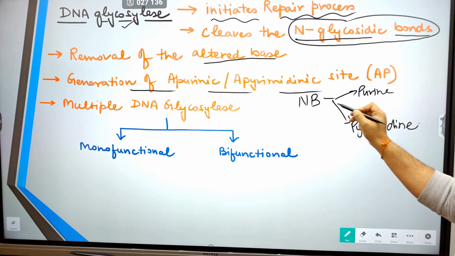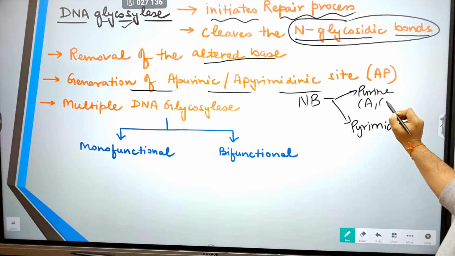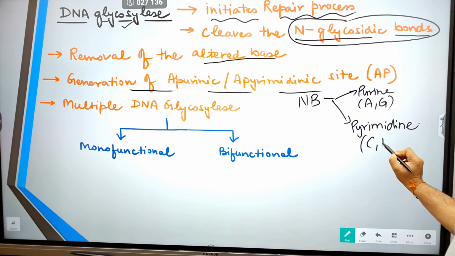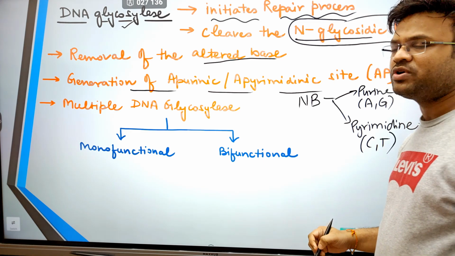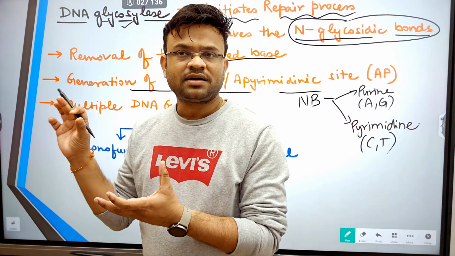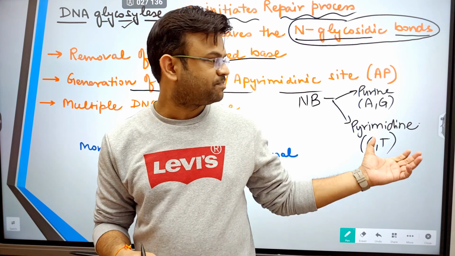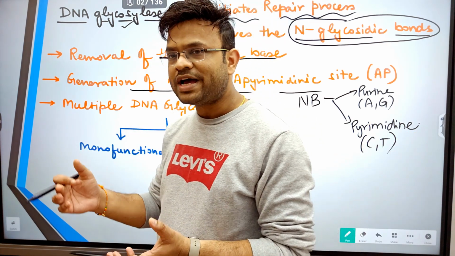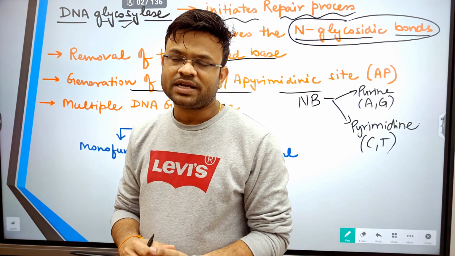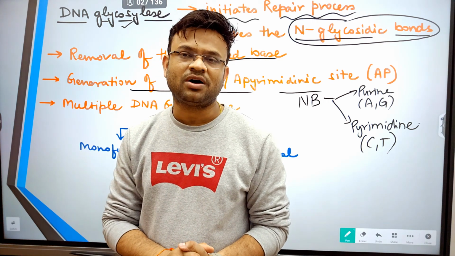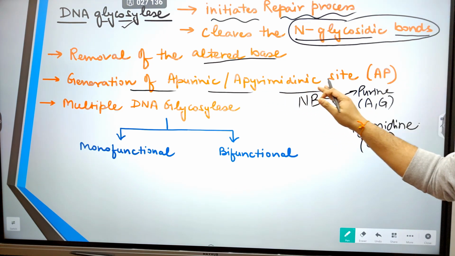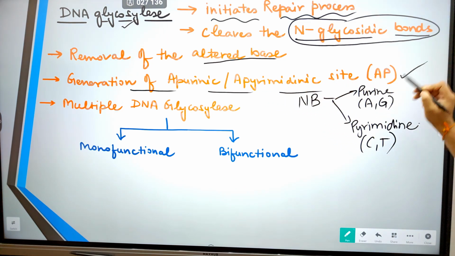Now what are the purine nitrogenous bases? You would be knowing adenine and guanine are purines, and pyrimidines are cytosine and thymine. I'm not writing uracil over here because I'm talking about DNA. So if the damaged nitrogenous base was a purine, then it will be called an apurinic site, since you have removed that base. If it was a pyrimidine that was damaged and you are removing it, the site will now be called an apyrimidinic site. This is what will be seen. So generation of apurinic and apyrimidinic site, or it is also called AP site.